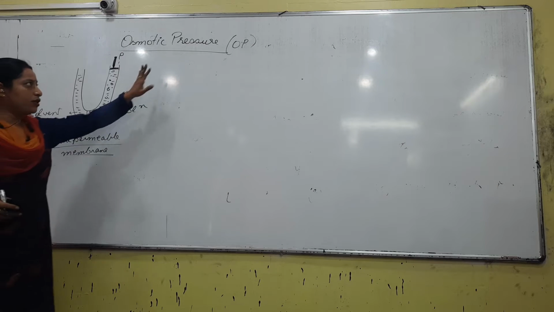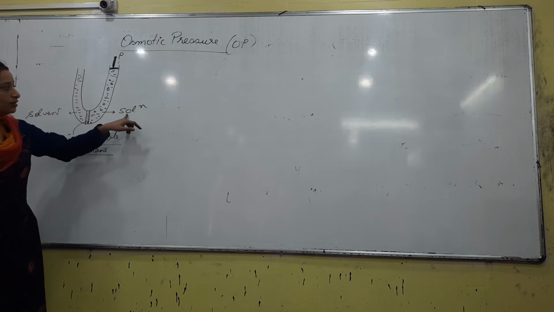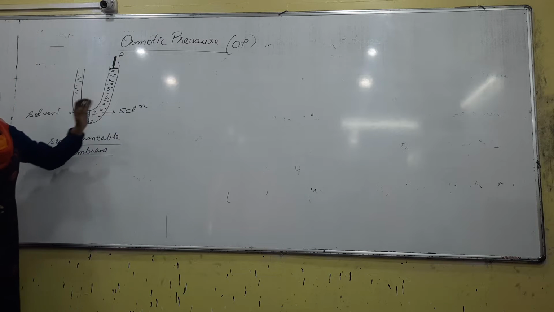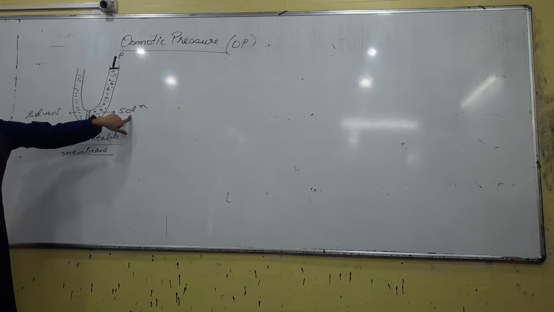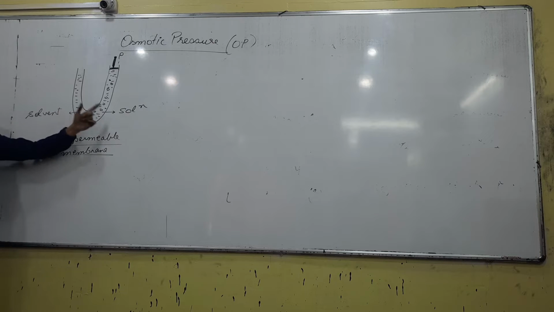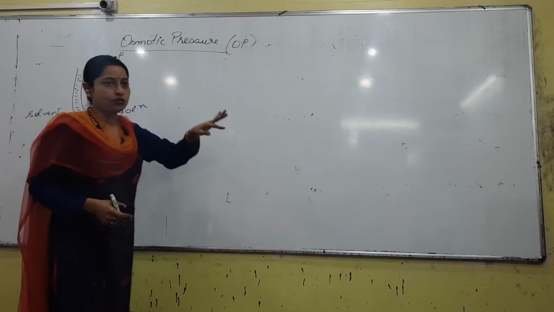Right? We have something called osmotic pressure. What is osmotic pressure? It is the pressure on the solution chamber to prevent the entry of solvent into it. Is the definition clear? The pressure that is applied to the solution chamber to prevent the entry of solvent into it is called osmotic pressure. So obviously we are talking about the outward pressure.